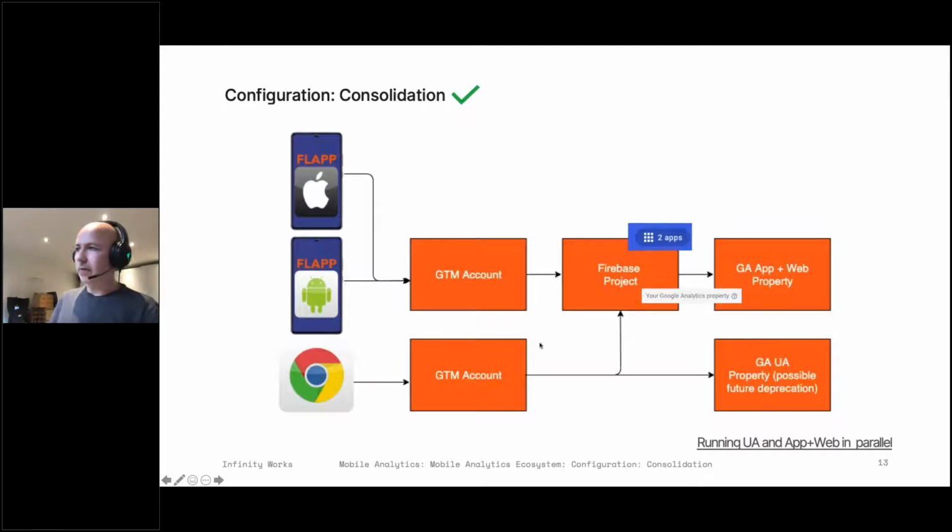Now, as I said, I don't recommend that at the moment. I think at the moment for web you basically need to run these two in parallel and still have Universal Analytics for your business. But the end goal, the strategy over time, as this becomes a more mature product, is going to be to move everything across to this event-based model and App plus Web.